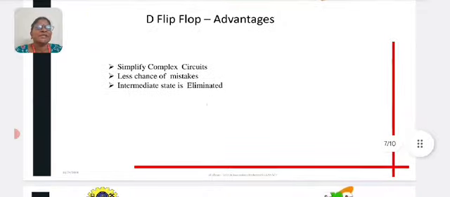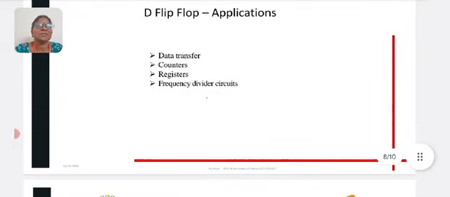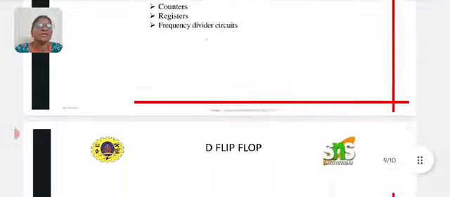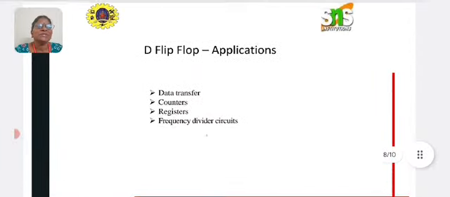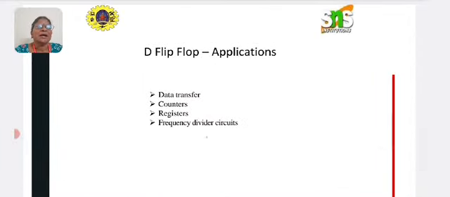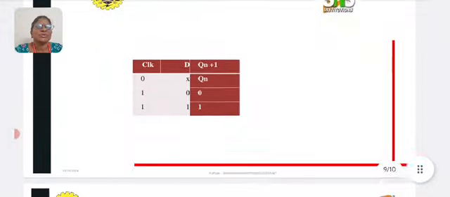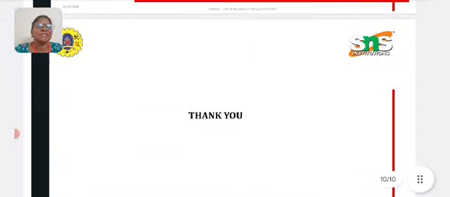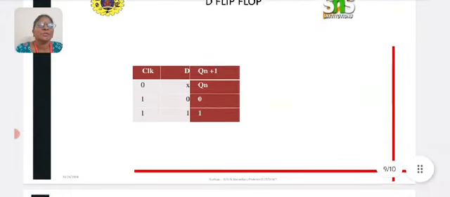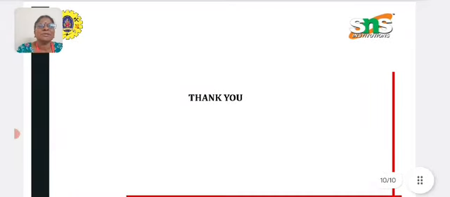The advantages of this D flip-flop are that it simplifies complex circuits, there is less chance of mistakes, and the intermediate state is eliminated. The applications are data transfer, counters, registers, and frequency divider circuits. So this is the excitation table of D flip-flop. This is all about D flip-flop.